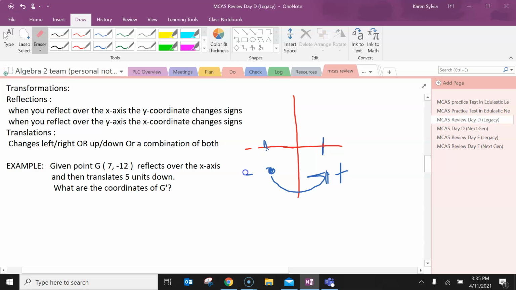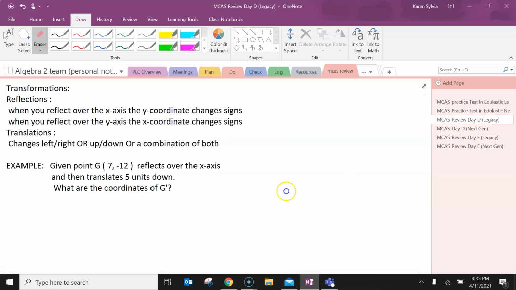And then translations tell you exactly how far to move left, right, up, down. The left, right are always your x-coordinates, and your up and down are always the y-coordinate changes. So here's an example. Given point G (7, -12), reflect over the x-axis and then translate 5 units down. What are the coordinates of G prime? That's called G prime. That means what are the coordinates after the transformations have taken effect.